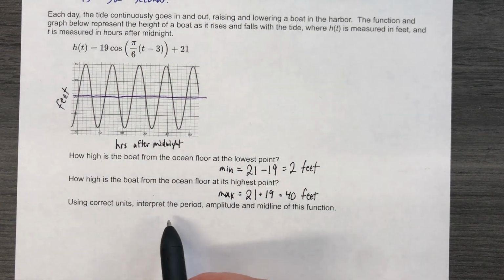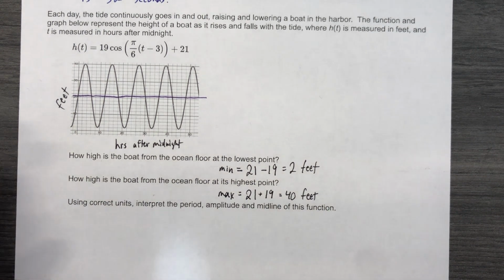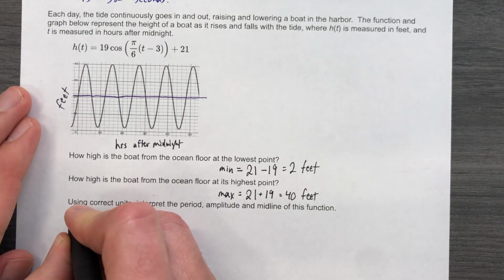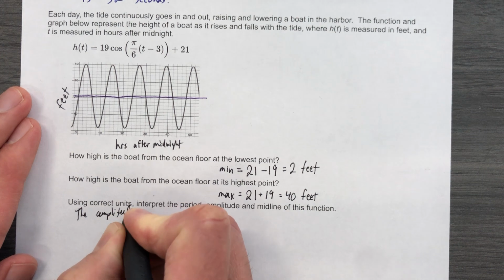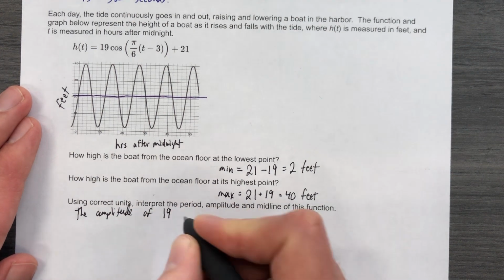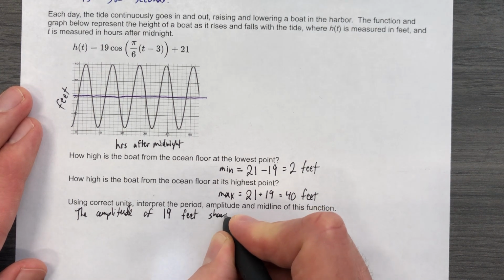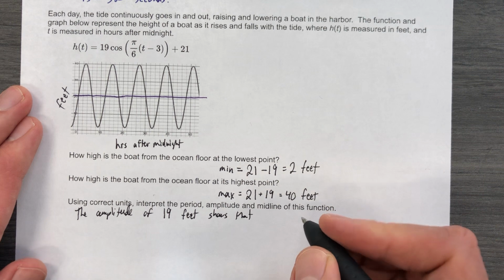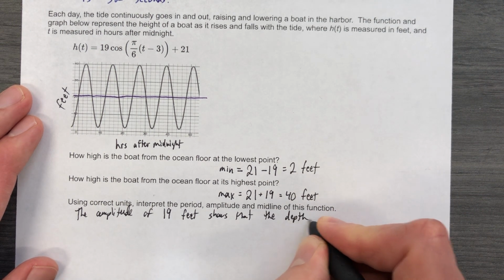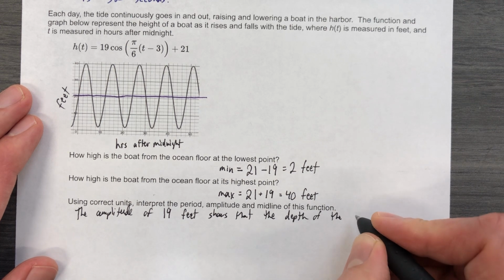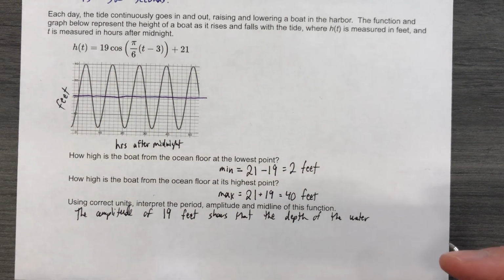Okay, using the correct units to interpret the period, amplitude, and midline of this function. All right, let's start with the one we always start with. Let's do amplitude. So the amplitude of 19 feet shows that, and I'm wording it a little bit differently each time, the depth of the boat, depth of the water, or the height of the boat from the ocean floor, we could word it that way as well.